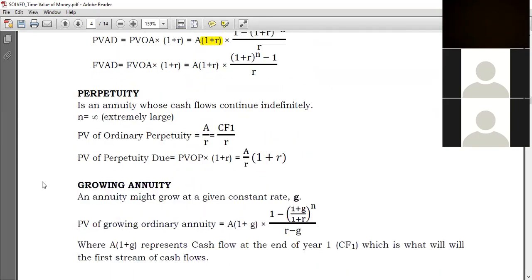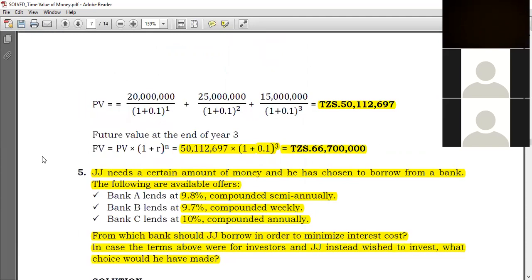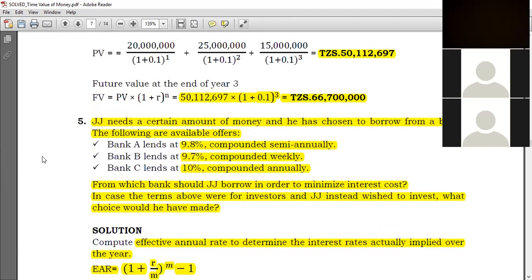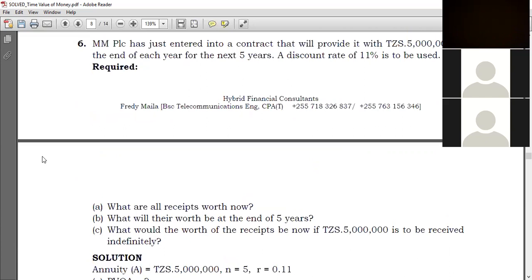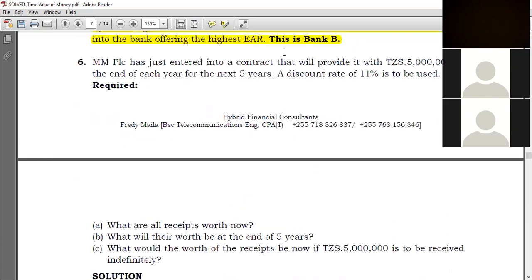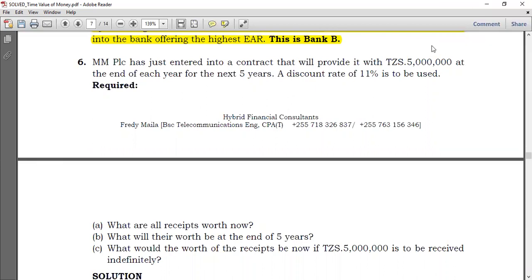Perpetuity, actually, I don't need to go directly to this perpetuity. Let's take a look first at an example, so as to see how the annuity is computed. Let's go to example 6. I think this example is fine.